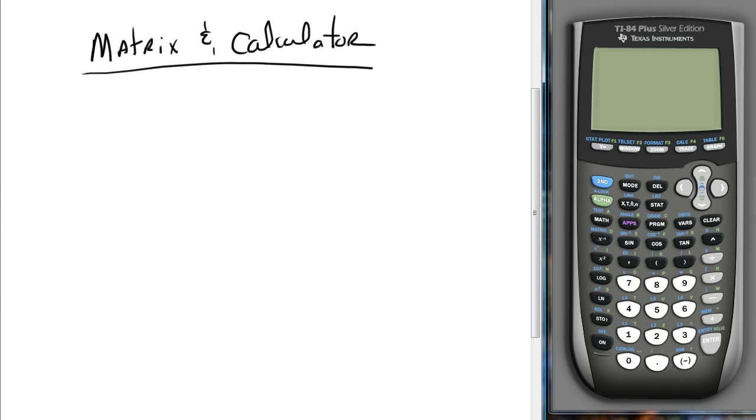Matrix and a calculator. So let's say I have a matrix A, and this matrix is 2, 1, negative 3, 0. And I have another matrix, B, negative 1, 3, 0, 4.